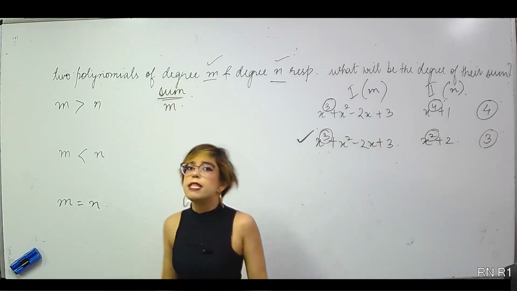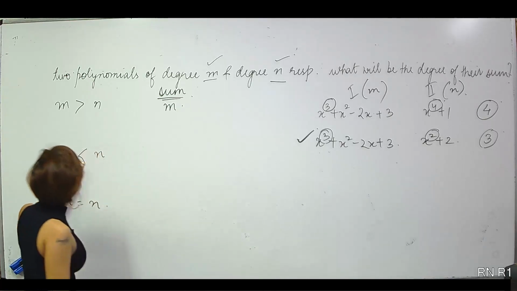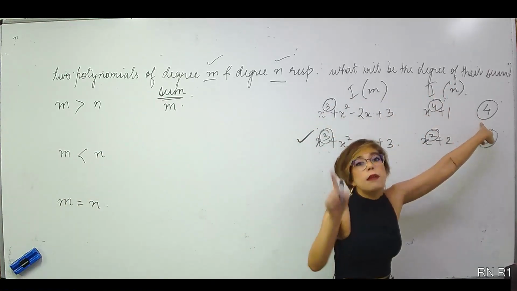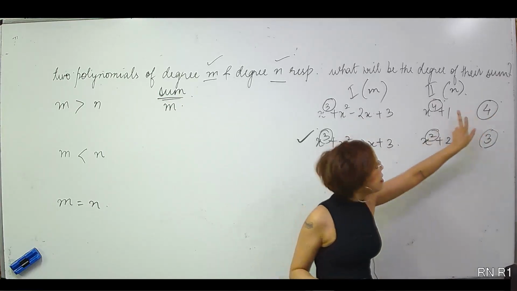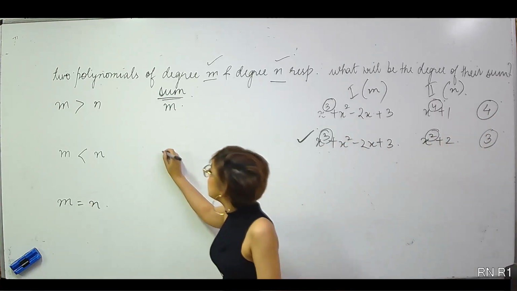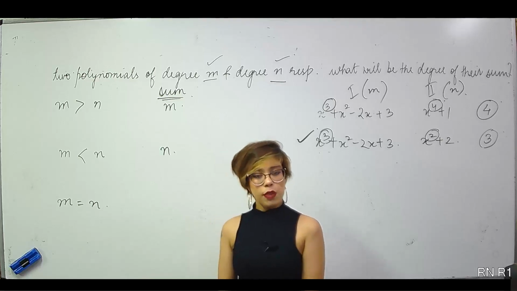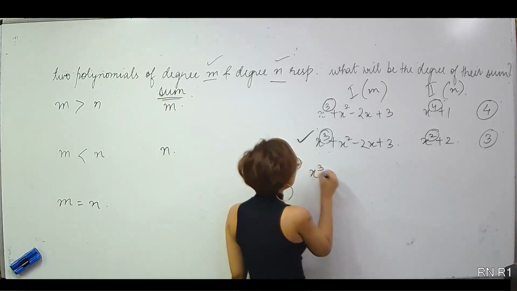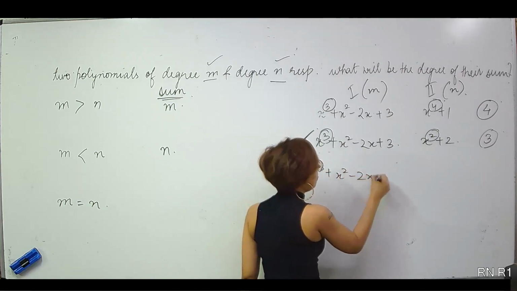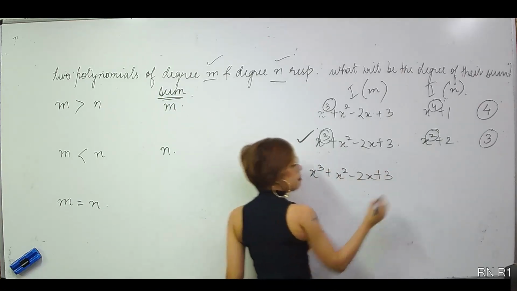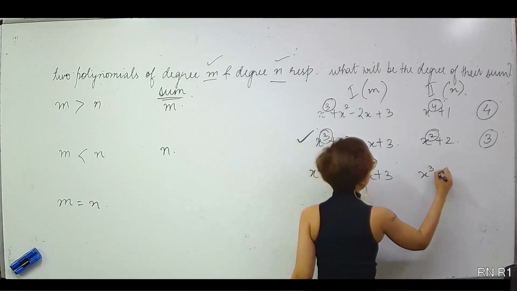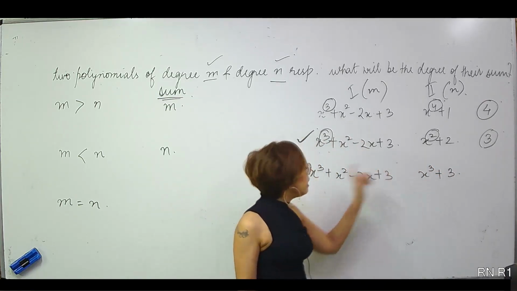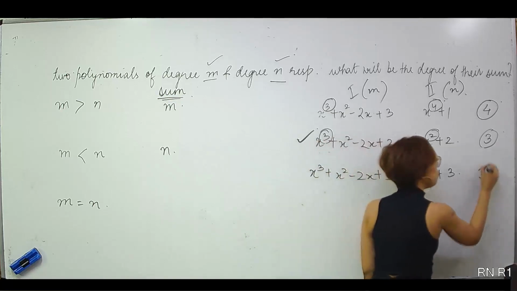The degree of the sum is m. Second, when m is less than n, now 3 is less than 4, the degree is the higher one, that is 4, which is n. So here it is n. Now comes the interesting part, when they are equal. So let me write it. x cube plus x square minus 2x plus 3. Then the other one, maybe I can take x cube plus 3. If I add these two up, the degree would be 3.